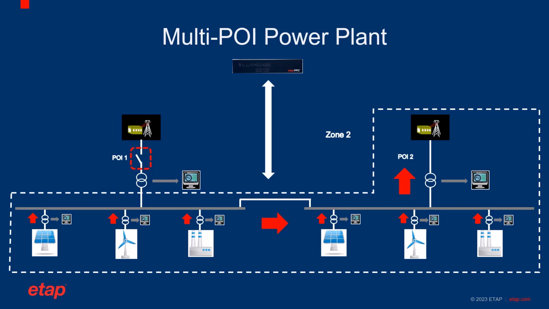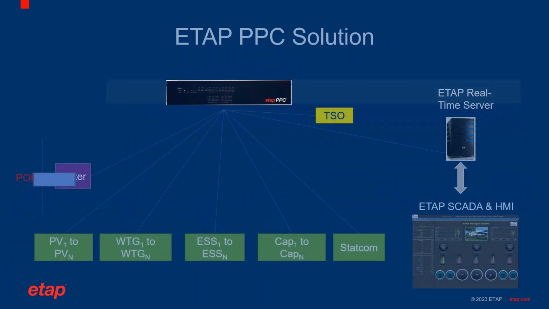This action ensures that the power flow is seamlessly transferred and that the power generation process to the grid is continued without any interruptions. As you can see by the dashed line, in this case, the configuration of the power plant that PPC controls changes, and zone 1 is merged into zone 2. So instead of controlling two independent plants, now PPC is controlling a larger plant and it should adapt to it on the fly. And this is the biggest challenge when it comes to controlling multi-POI plants.